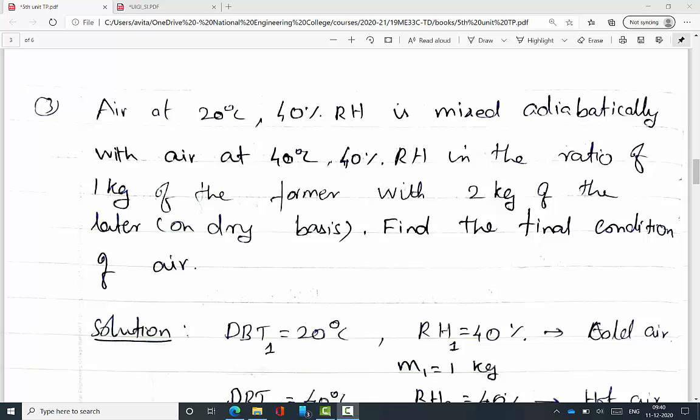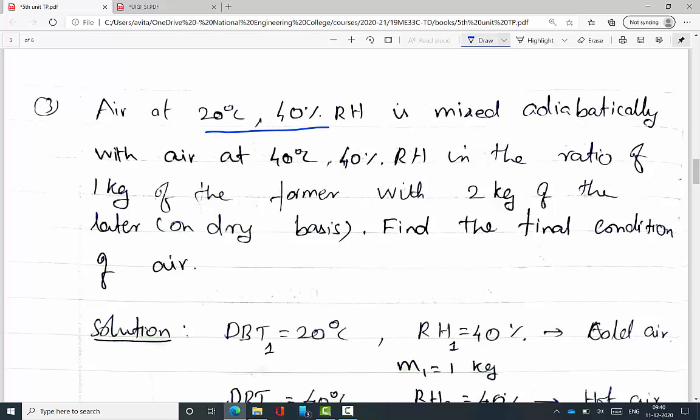But today I discuss some processes, because we already discussed the psychrometric processes: sensible cooling, heating, adiabatic mixing, evaporative cooling, these things. So today I solve an example for that concept. Let me start the problem. Air at 20 degrees Celsius and 40% relative humidity.